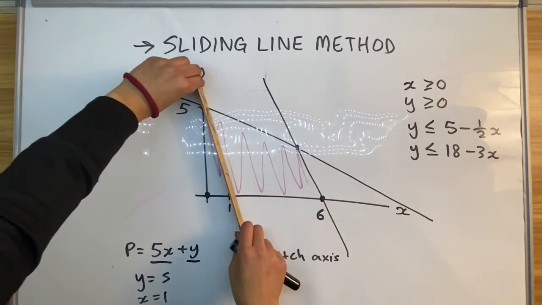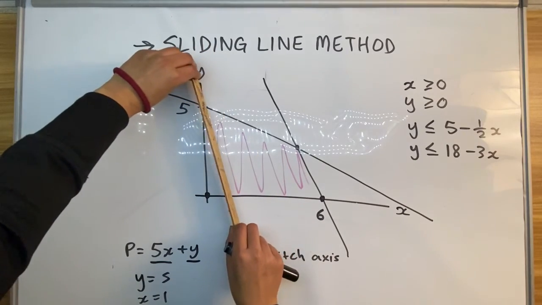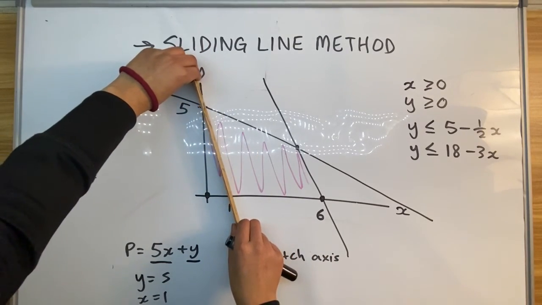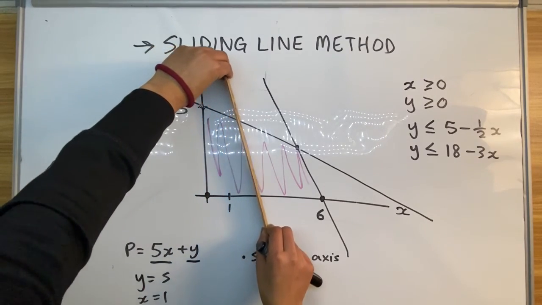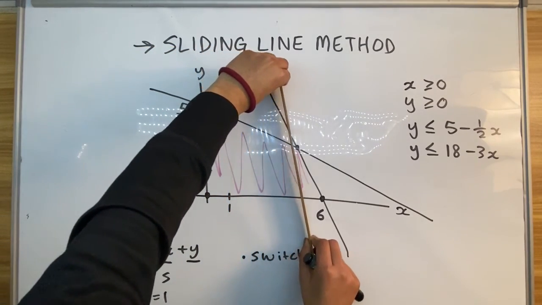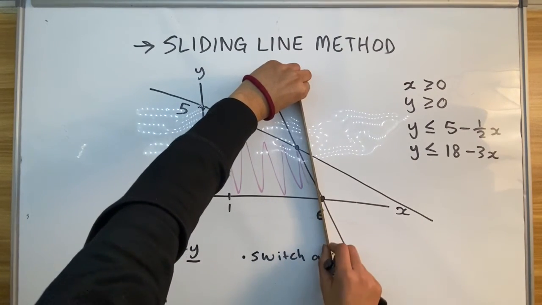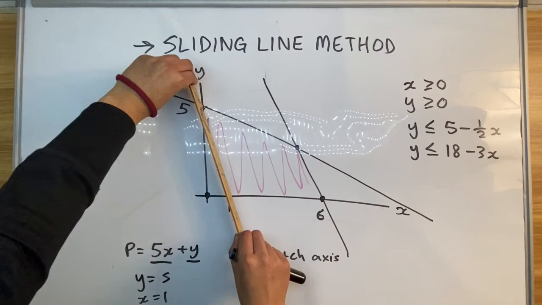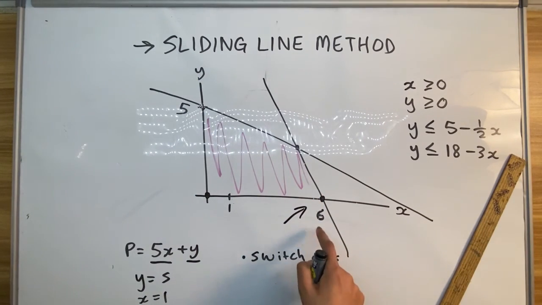In this case, I want to find the maximum profit, so I'm going to have to slide it upwards and see which is the last point that it passes through. All right, so keeping the slope the same way, if I slide it across, the last point I pass through is this one here, right here. And if I go back, you'll see that I've kept the same slope. This point here is going to give me my maximum.